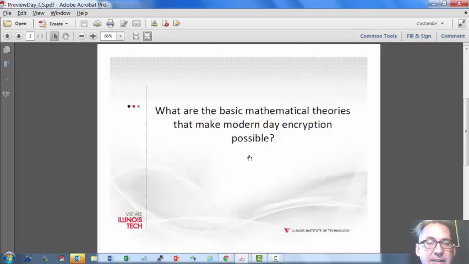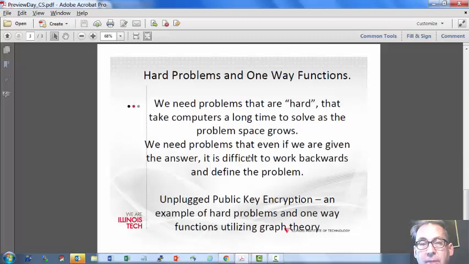However, there are two ideas that give a little more insight into how public key encryption works. The two concepts are hard problems, and we'll talk about that, and then also one-way functions. So for computers, a hard problem is one that takes a long time to solve as the problem space grows. So again, it's a bit of an abstract idea.